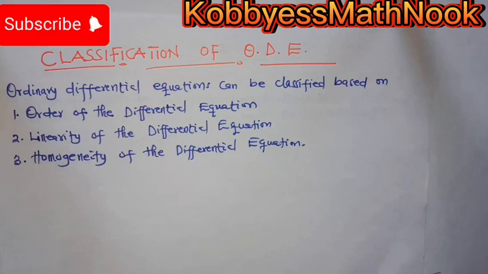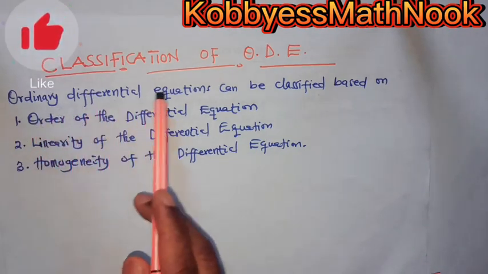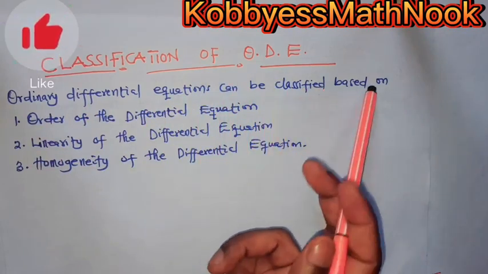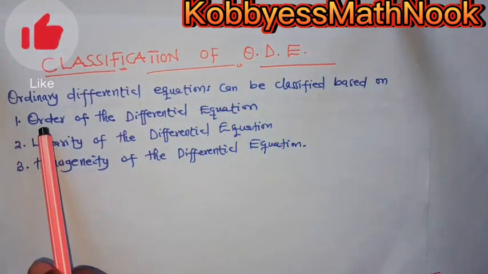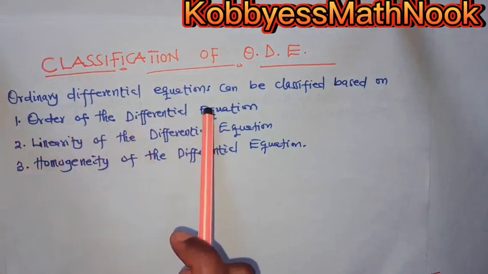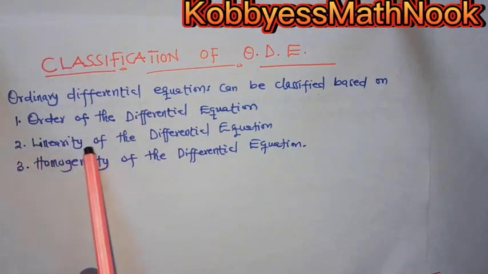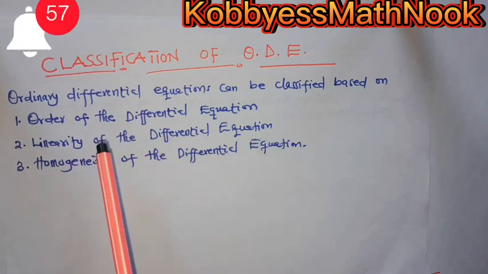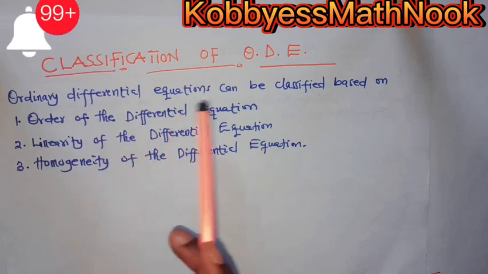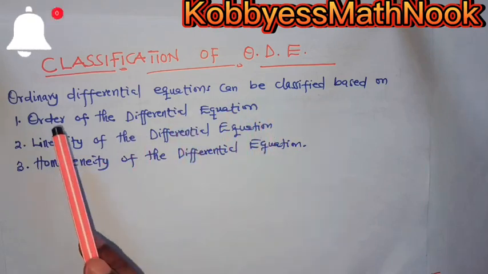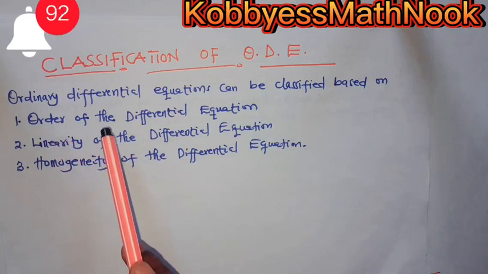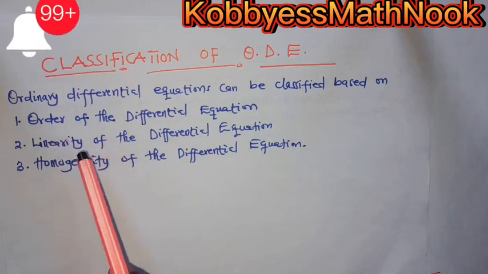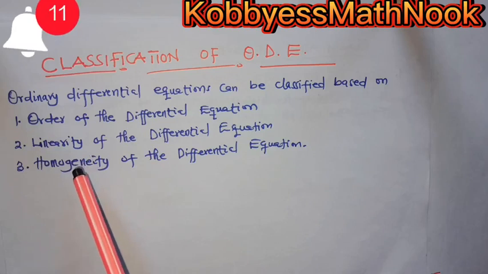Today we're looking at another concept on classification of ordinary differential equations. Ordinary differential equations can be classified based on: 1. The order of the differential equation. 2. The linearity of the differential equation. 3. The homogeneity of the differential equation. Though we can also classify ordinary differential equations in other forms, we are going to focus on these three. And after getting to know all these concepts, we're going to use them to name an ordinary differential equation.